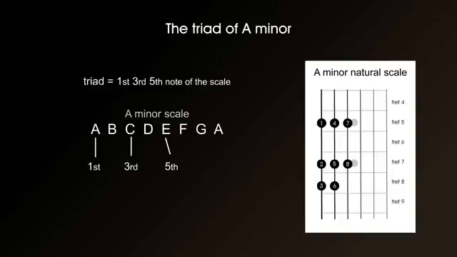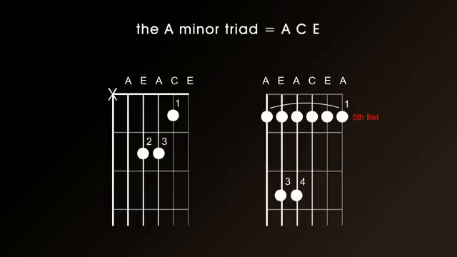The structure of the minor chord. The structure of the minor chord follows the same rules as the major chord, but this time we use a minor scale. In this example we're using the scale of A minor natural, and the first note is A, the third note is C, and the fifth note is E. So the triad of A minor is A, C and E. So all A minor chords are built using the triad A, C and E.